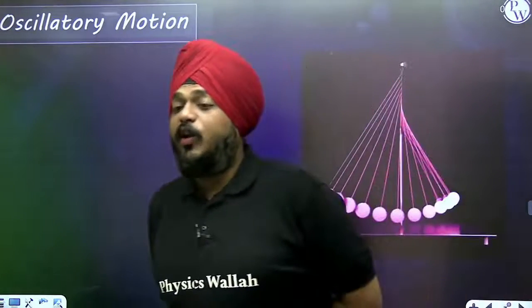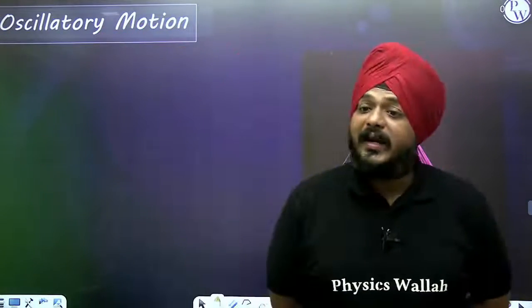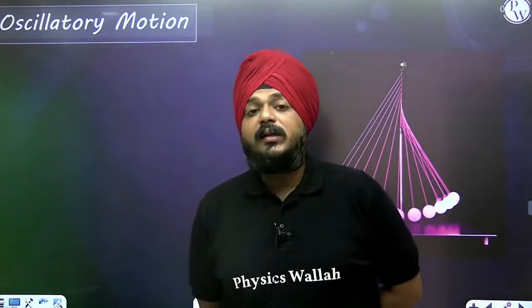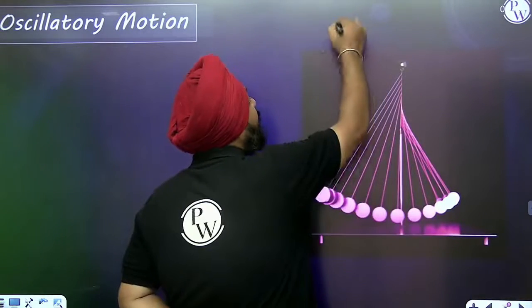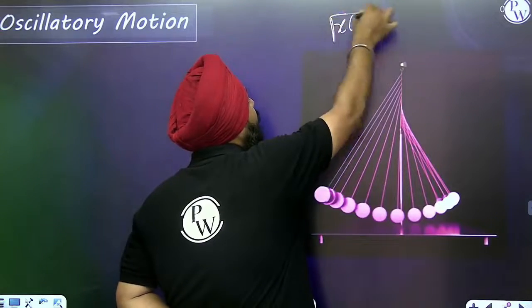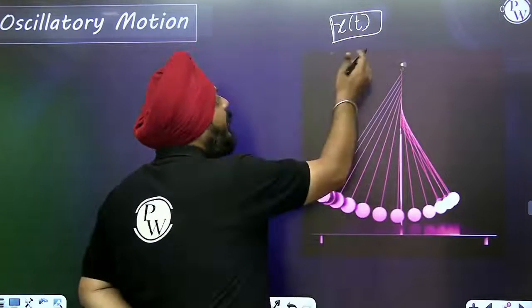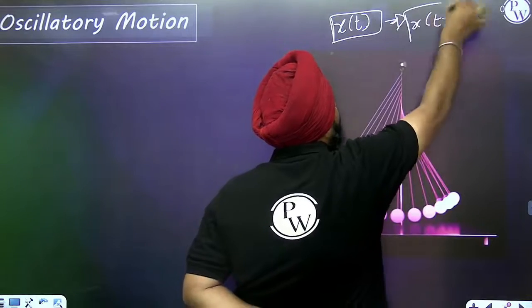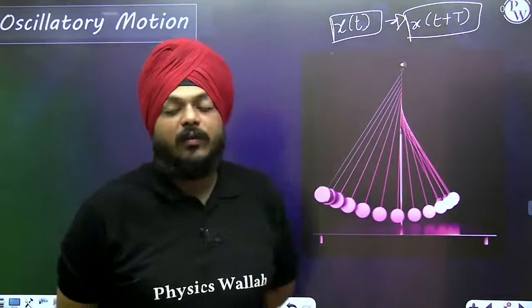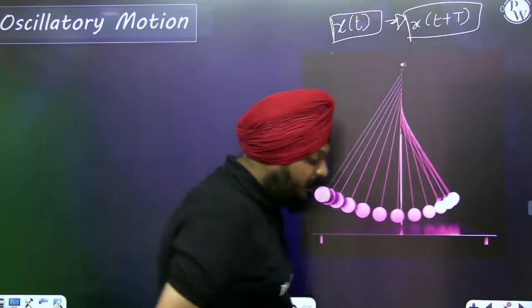Now, periodic motion, oscillatory motion, and simple harmonic motion are all special categories of motion. Students might be thinking about that. I must say all are represented as a function of time, or more accurately, we can write it as x = f(t + T). All are represented as a function of time.